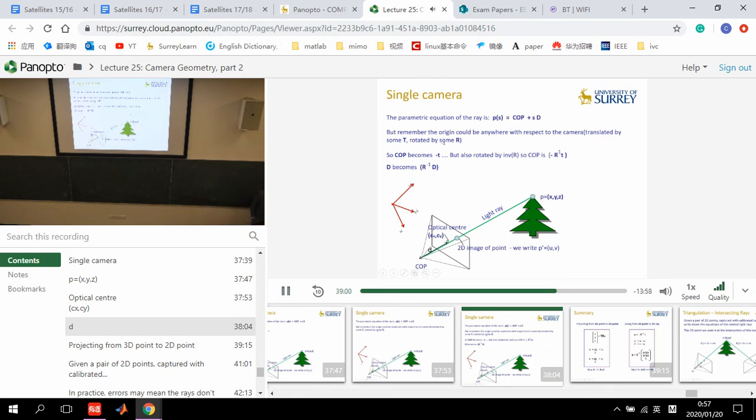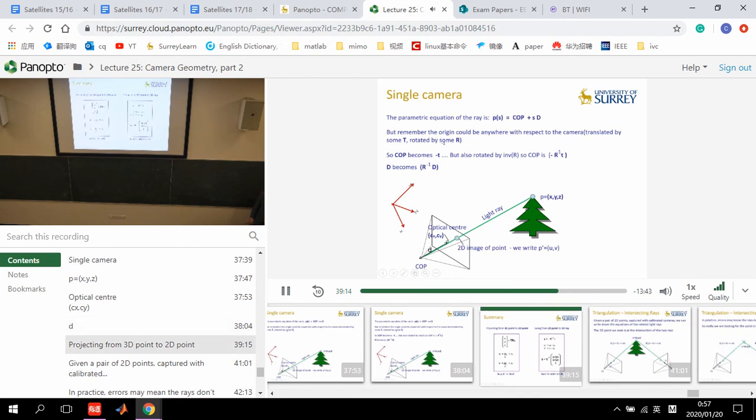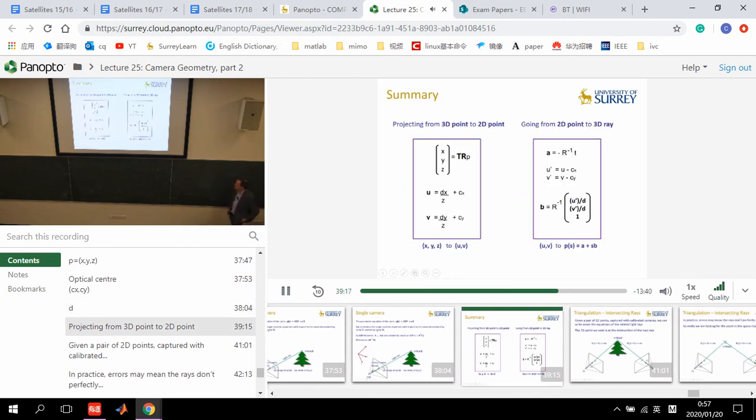So our D in this general form is not just the central projection plus SD. We're talking about this D being actually R inverse D and the central projection being negative T. So then we end up with this second purple box of equations. We've seen purple box number 1, which let us move from a point in 3D to a point in 2D. The second box is taking a point in 2D as input and calculating the equation for the 3D ray.